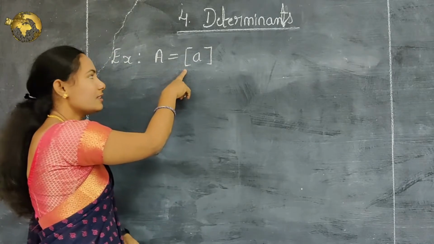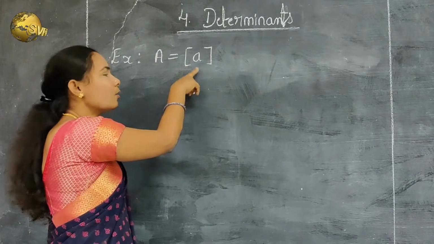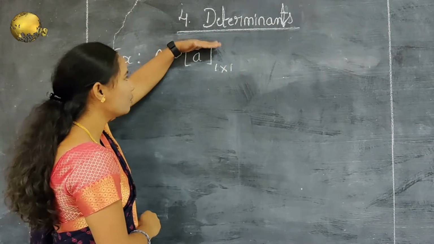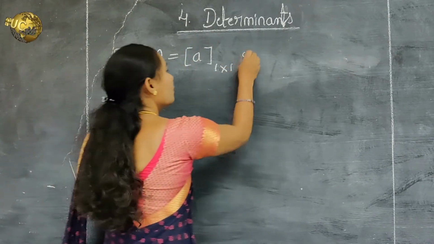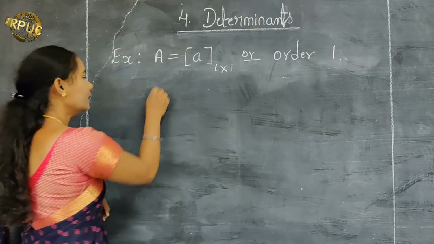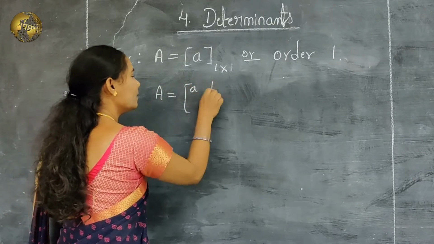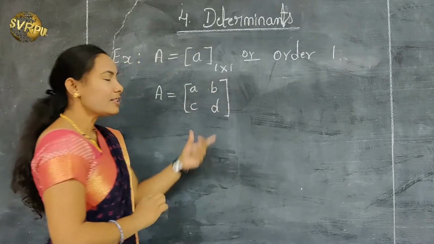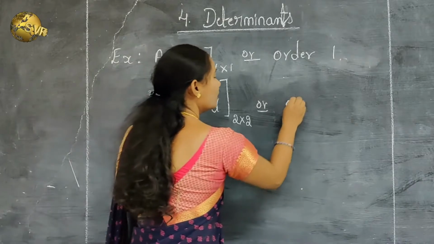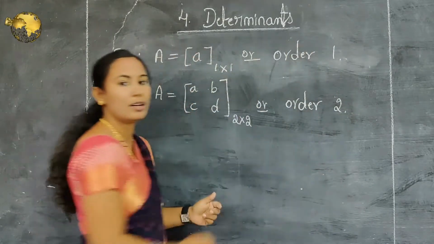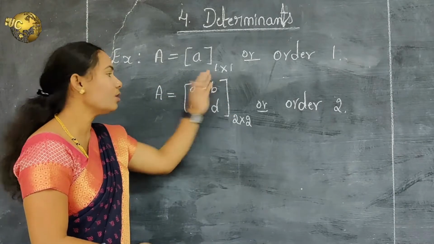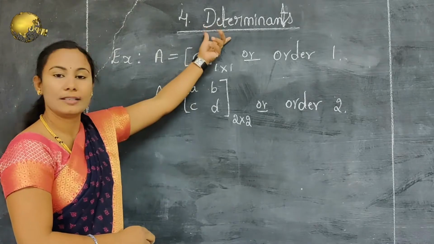We can say that this is a matrix of order 1 cross 1, or simply of order 1, because it contains 1 row and 1 element. Let me take one more example. A is equal to A, B, C, D, the general example only. We can say that this is a matrix of order 2 cross 2, or order 2, because it contains 2 rows and 2 columns. So such types of matrices we will use in determinants.